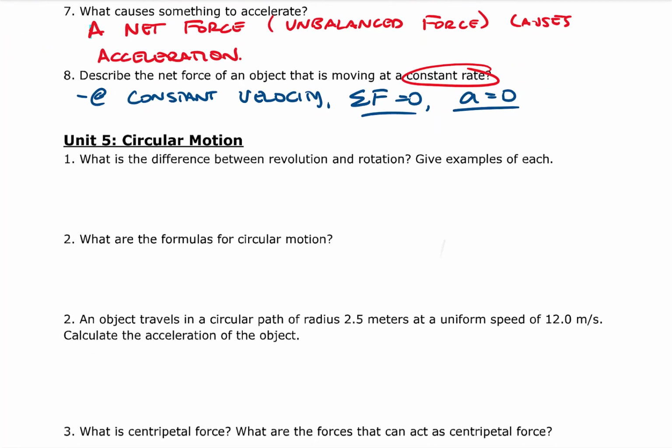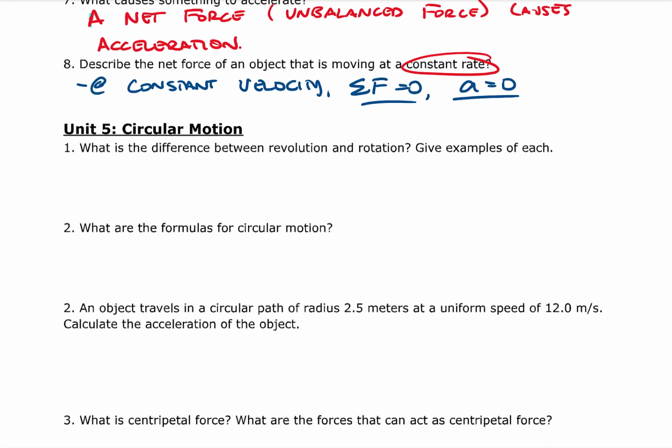All right, next unit. This is the one that we just did. What's the difference between a revolution and a rotation? Revolution is moving in a circle around an object.